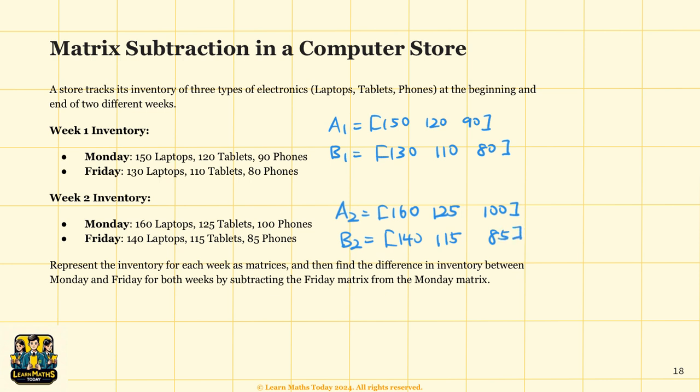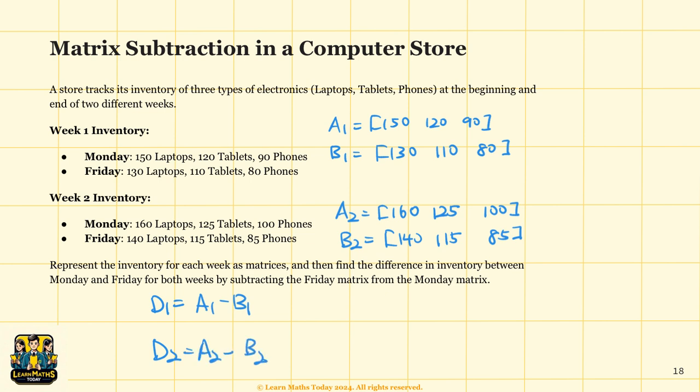Now let's find the difference between Monday and Friday for both weeks by subtracting the Friday matrix from the Monday matrix. In other words, we want to find the matrix D1, where D1 equals A1 minus B1. And we want to find D2 equal to A2 minus B2.